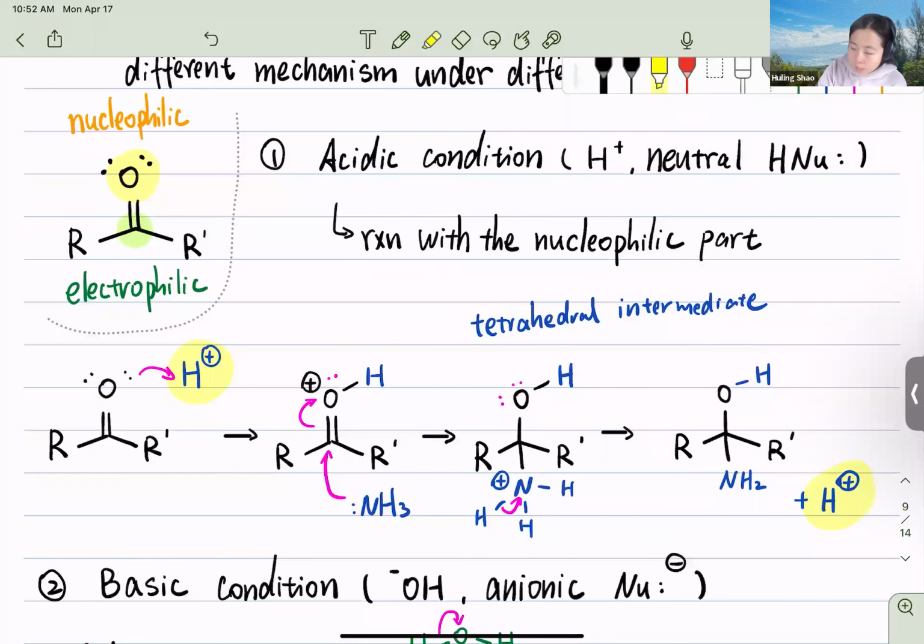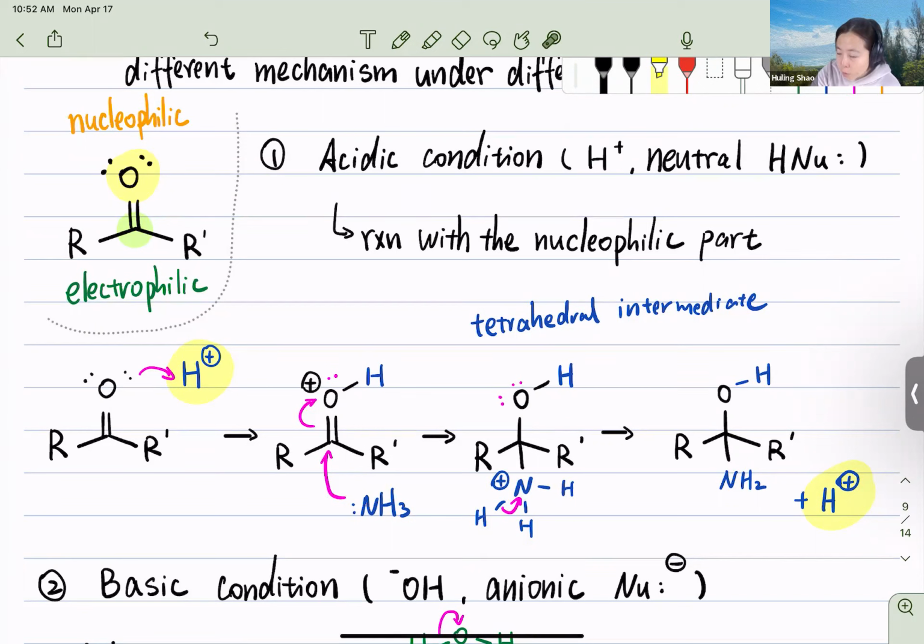The quick answer is I do not expect you to know how to write out this entire mechanism. What I expect you to know is, for example, if I give you all this condition, I can ask you: what is the reactivity? Where is the reactivity coming from? What is the nucleophilic part and the electrophilic part of your starting material? And how to do the arrow pushing to finish this entire mechanism.